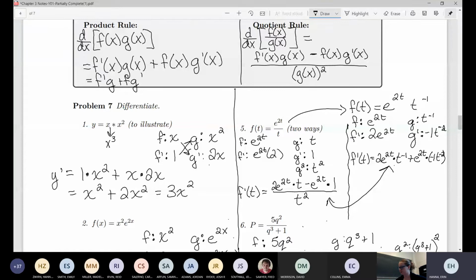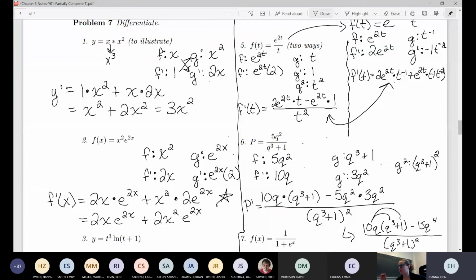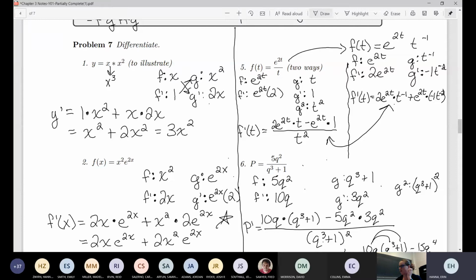Like in problem 6, it wouldn't have been worth it because then you would have had a product rule inside of your quotient rule. I mean, if you really want to do that, you can, but I personally don't think it's worth the time. But anyway, if you're one of those people who really likes the product rule and doesn't like to use the quotient rule, whatever floats your boat. Questions, concerns on that one? I'll wait 5 seconds.